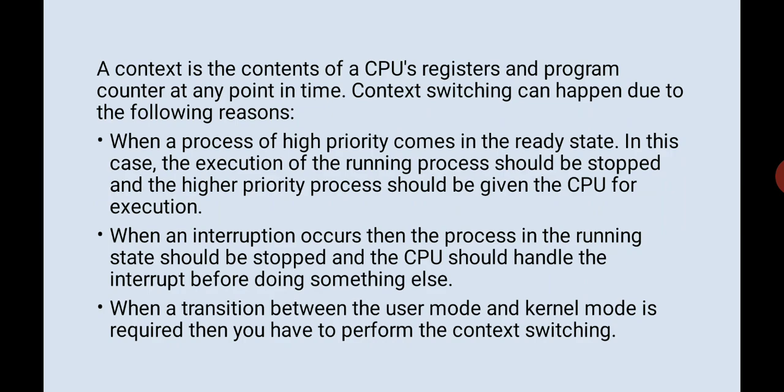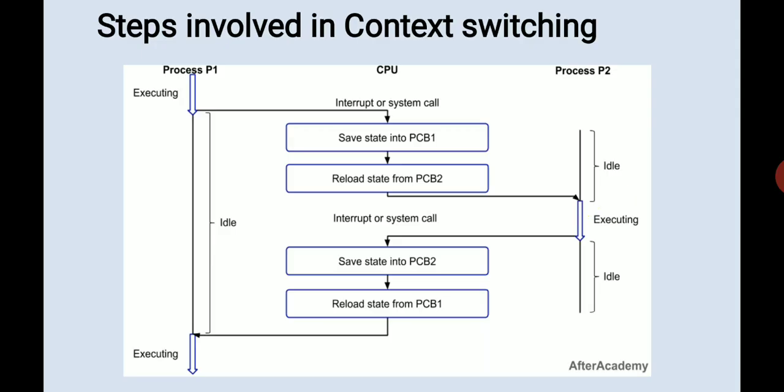Second, when an interrupt occurs, the process in the running state should be stopped and the CPU should handle the interrupt before doing something else, right? Whenever an interrupt occurs, the running process has to be preempted and then the interrupt has to be handled. Third, when a transition between user mode and kernel mode is required, you have to perform context switching whenever there is a transition from user to kernel.